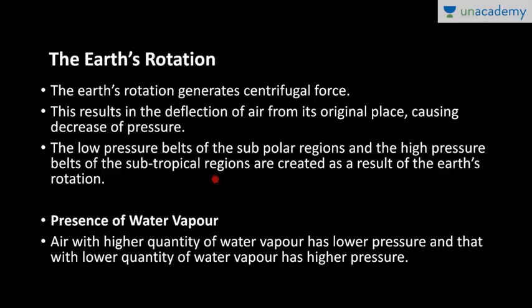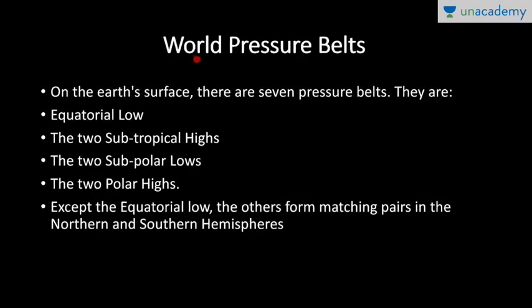The next one is the presence of water vapor. Now this is inversely related. Air with a higher quantity of water vapor will have low pressure, and air with a low quantity of water vapor will have high pressure. So now let's discuss each world pressure belt in detail, right?